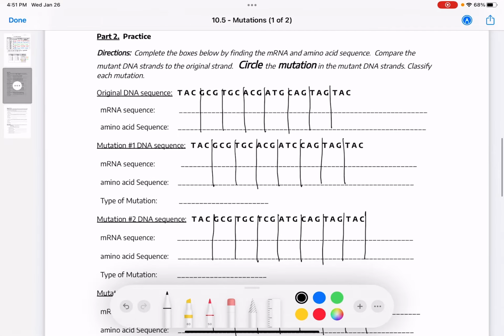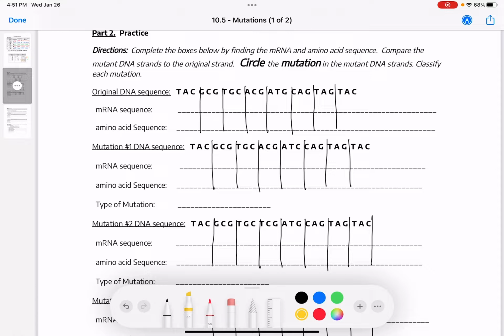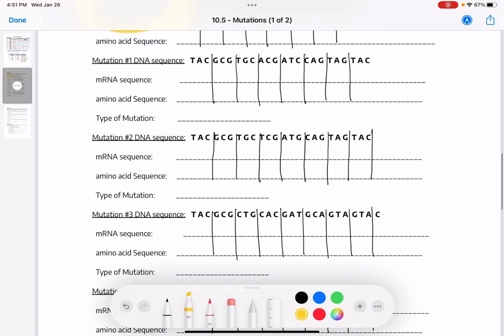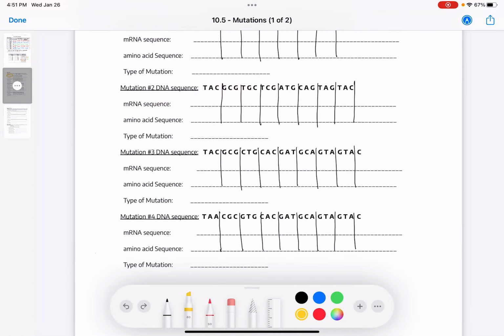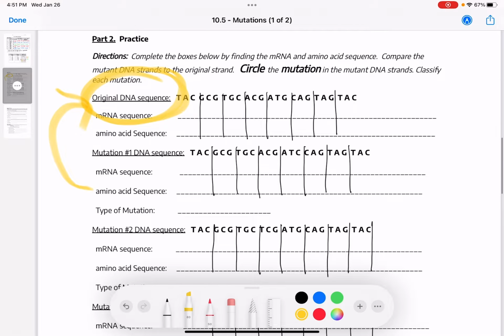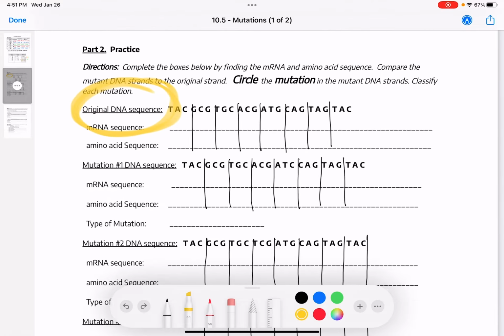And so now what I'm going to do is compare every 3 bases to my original. Okay, this is my original, and I have all these mutants down here. I'm comparing each mutant to the original, and I'll compare mutant 2 to the original, and mutant 3 to the original. I'm just trying to see where the mutations are.